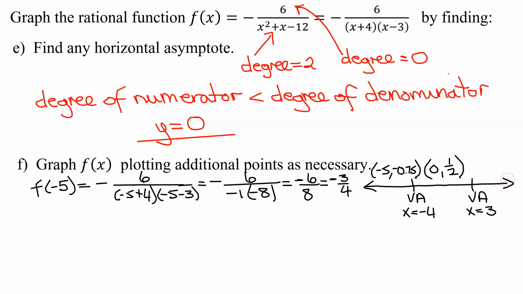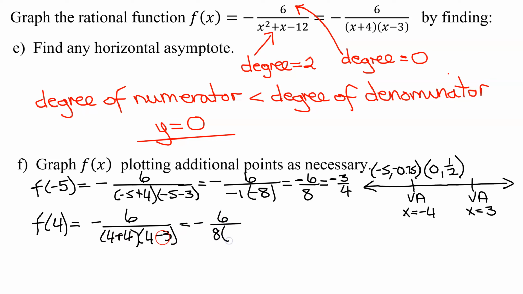And lastly, I need a point where x is bigger than 3. So f of 4 equals negative 6 over 4 plus 4 times 4 minus 3, which is negative 6 divided by 4 plus 4 is 8 times 4 minus 3 is 1. So it's negative 6/8, which is negative 3/4. So that point is the point 4, negative 0.75. So now I'm ready to graph my function.